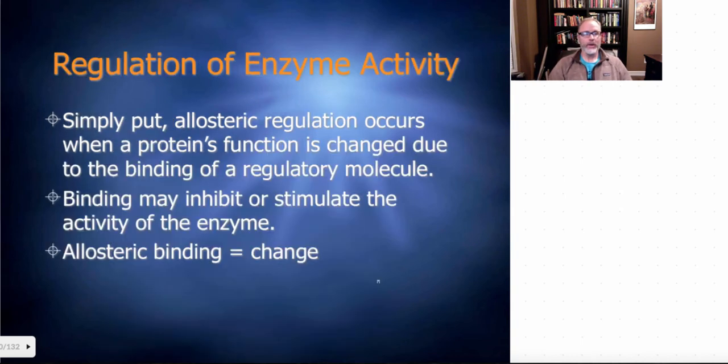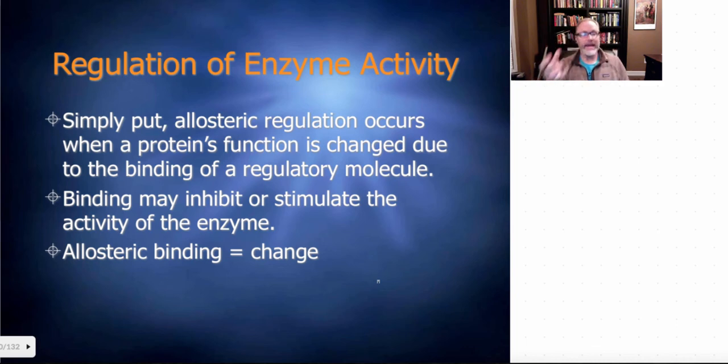Okay? So as far as regulating enzymatic activity, there are different ways that we can do that. And one of the common ways is just to change the shape, and that's allosteric regulation. All right, so it's a form of non-competitive inhibition in that it's changing the active site, and we'll see how it works here in just a second. But what we're doing is we're getting a regulatory molecule that's going to bind reversibly to the enzyme, and it's going to change its shape when it's bound.